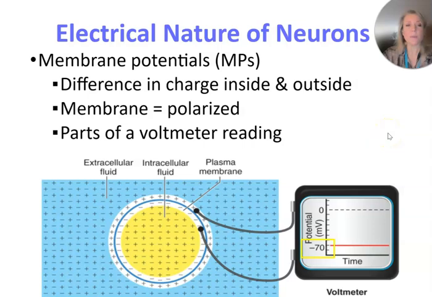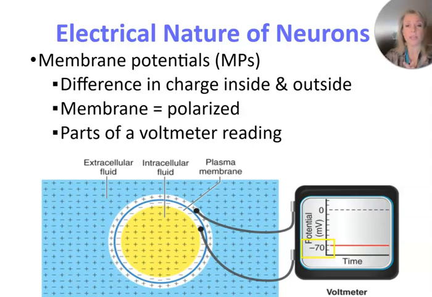All right, so a membrane potential is simply the difference in charge between the intracellular fluid or the inside environment of a neuron and the extracellular fluid or the outside environment of the neuron. What this means is that the membrane is then polarized because you've got more positive charge on the outside and more negative charge on the inside.